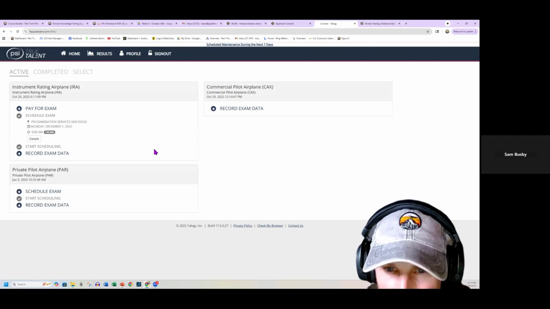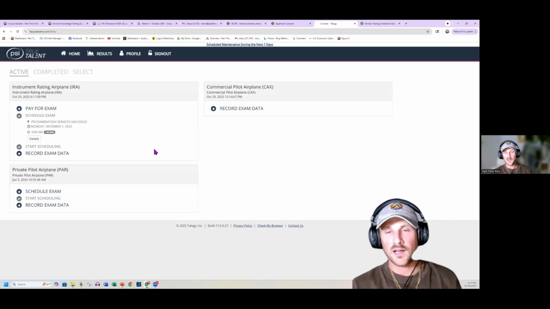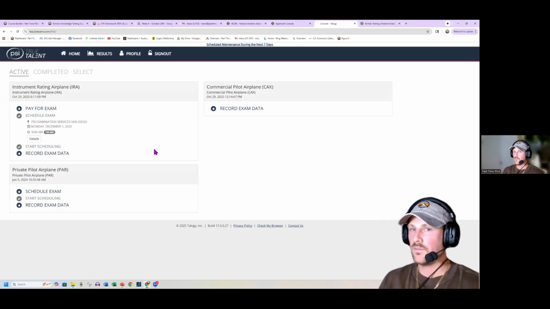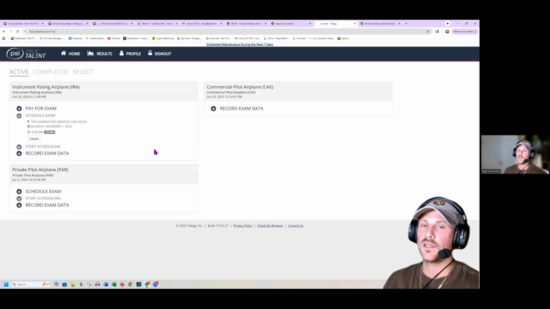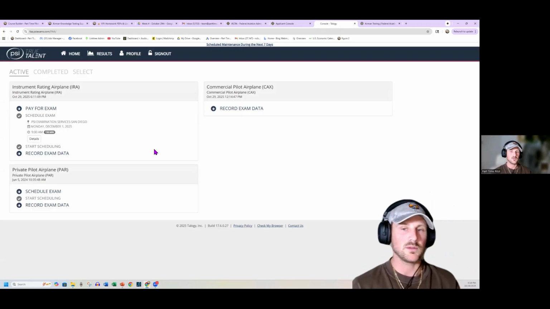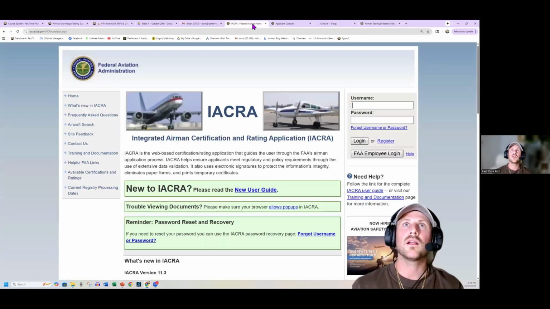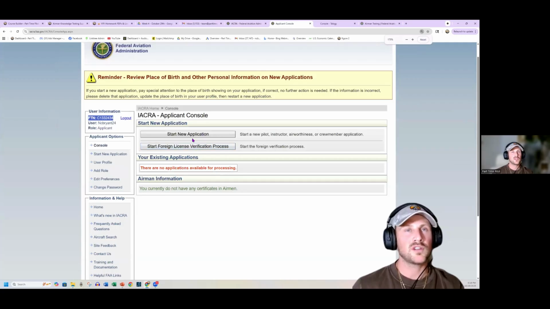So Cat on IACRA, yeah, it would be student pilot application. But you don't have to do that yet if you don't want to. You just need the FTN number from IACRA. As soon as you make an account on IACRA, your FTN number is going to be on the top left when you log in. I can show you that right here. Right here, FTN number.